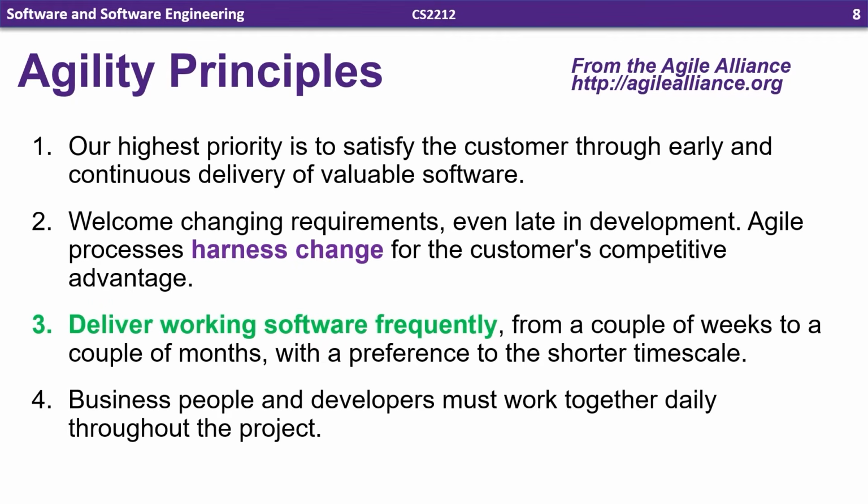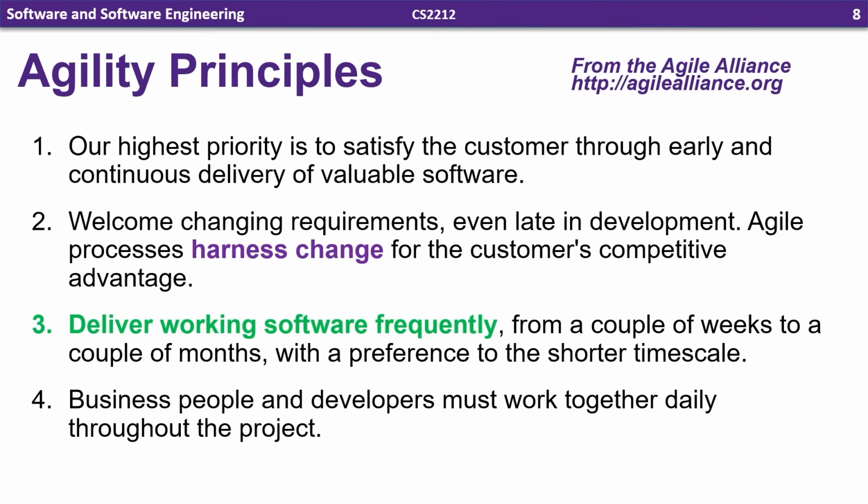Number 2 is welcome changing requirements, even late in development. Agile processes harness change for the customer's competitive advantage. We haven't talked much about competitive advantage. It's more of a business subject, but it's the business's ability to have some advantage over its rivals. If you're able to change your software at the drop of a hat, that would give you a significant competitive advantage. So a software team implementing processes that deal with change well can give that organization a competitive advantage over its business rivals.